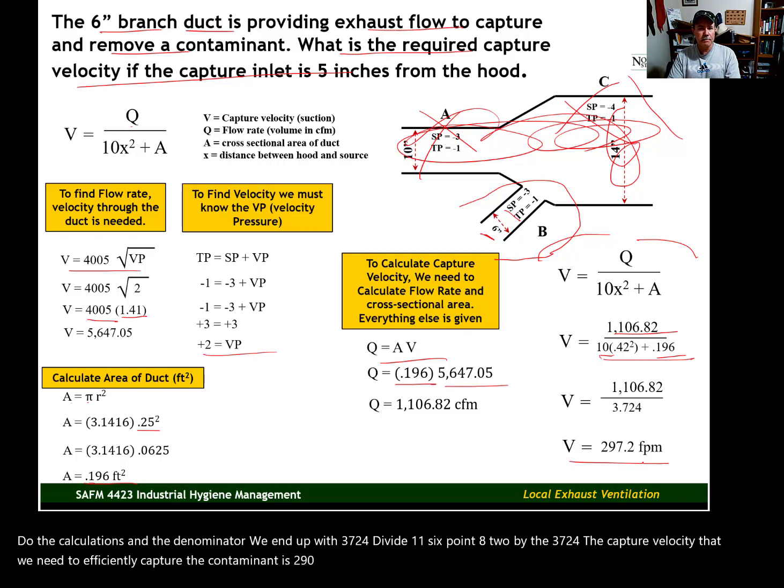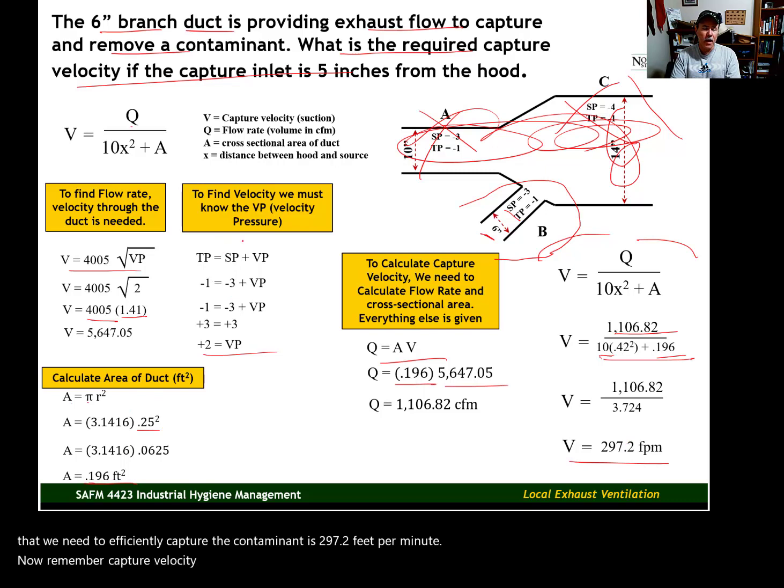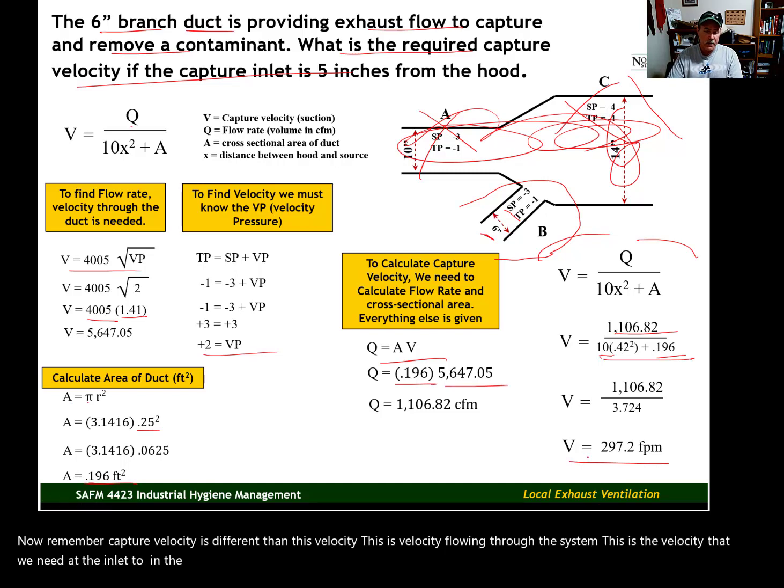The capture velocity that we need to efficiently capture the contaminant is 297.2 feet per minute. Now remember, capture velocity is different than this velocity. This is velocity flowing through the system. This is the velocity that we need at the inlet to suck in the contaminant that we're trying to capture.